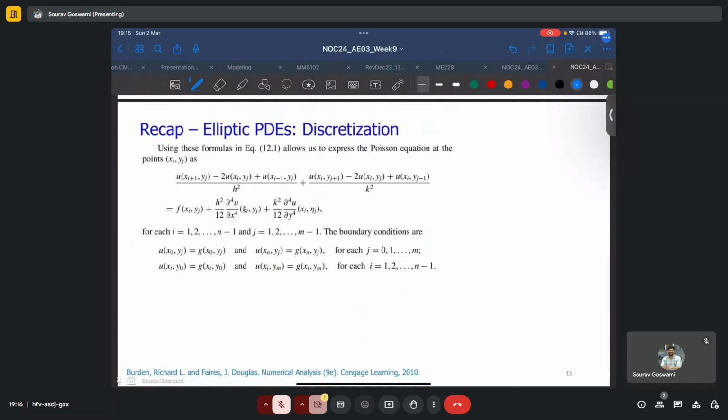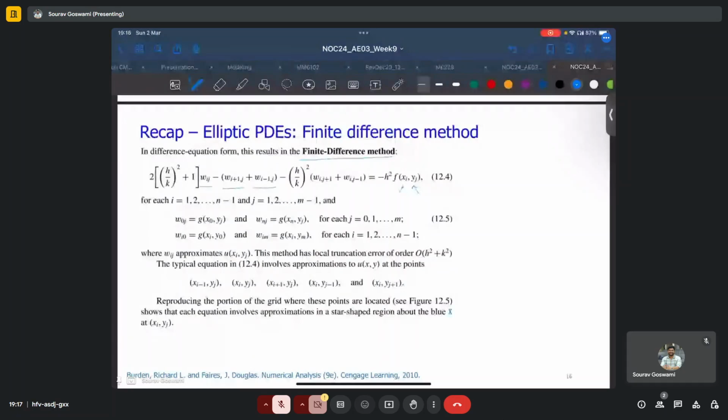So you see, we are relating the information at any domain point xi, yj to other domain points such as at ij itself, at i plus 1, j, i minus 1, j, i, j plus 1, and i, j minus 1. And the typical equation in 12.4 as given here involves approximation to the variable u at the points xi minus 1, yj; xi, yj; xi plus 1, yj; xi, yj minus 1; and xi, yj plus 1.